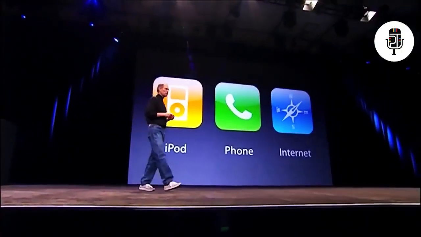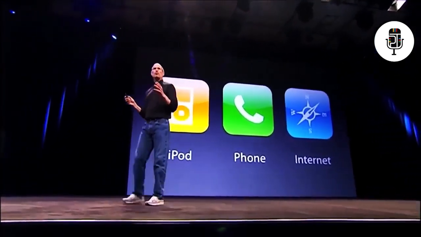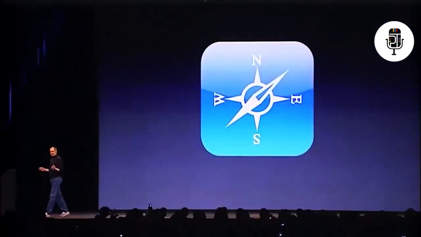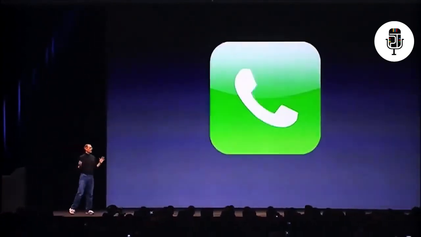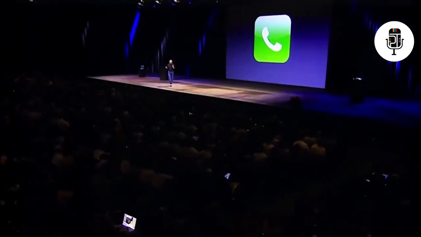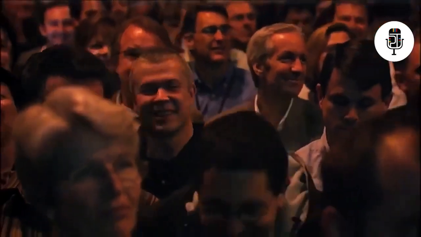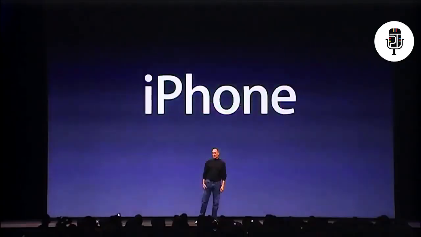Three things: a widescreen iPod with touch controls, a revolutionary mobile phone, and a breakthrough internet communications device. An iPod, a phone, and an internet communicator. An iPod, a phone. Are you getting it? These are not three separate devices. This is one device. And we are calling it iPhone.